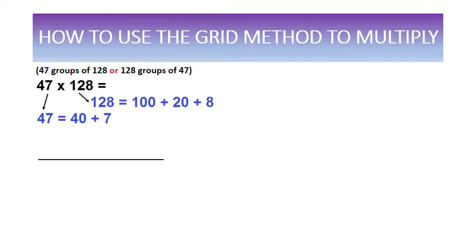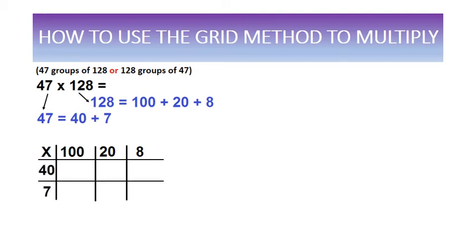Then we draw our grid as before with our multiplication symbol in there. Now it doesn't matter again which number goes along the top or down the side, but I generally prefer to put the bigger number along the top. So we're going to put the 128 in its partitioned version along the top. So 100, then 20, then our 8, and then down the side we're going to put the 47 as 40 and 7. So now we're going to have 6 boxes to fill in.